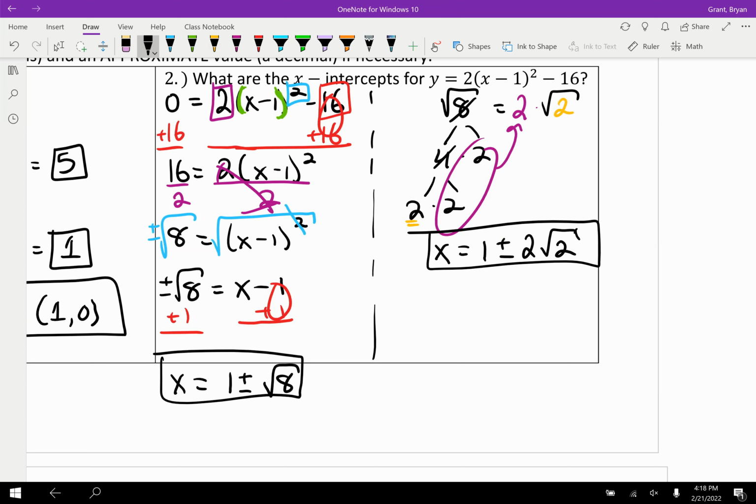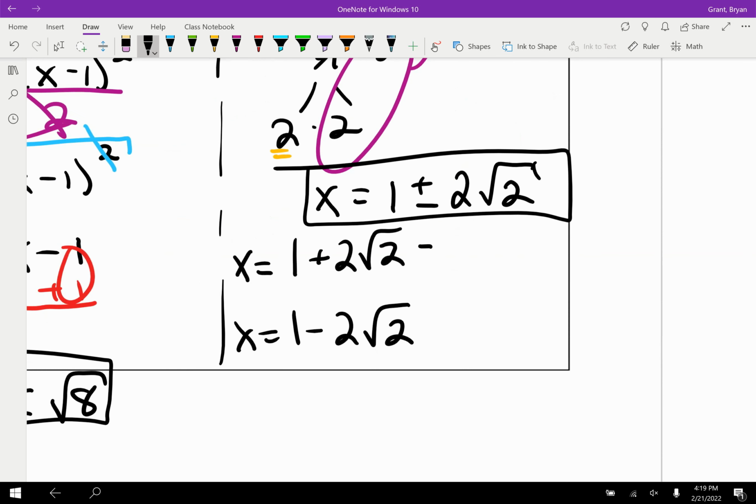But what if you were asked to plot these as x-intercepts? What would you do? Well, 1 plus 2 square roots of 2 could be a little tricky. You know it's bigger than 1. It's probably bigger than 3, honestly, 1 plus 2. But where exactly? And so what I like to do is, again, split this into 2 equations. X equals 1 plus 2 square roots of 2, and x equals 1 minus 2 square roots of 2. And then we're actually just going to find the decimal equivalents of these.